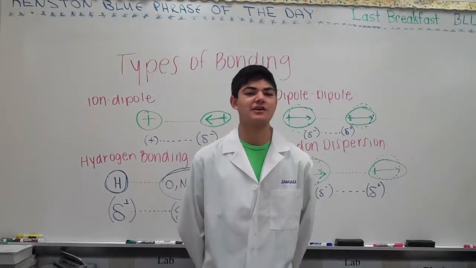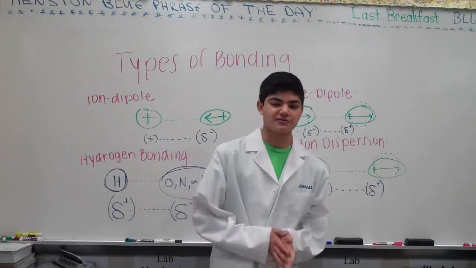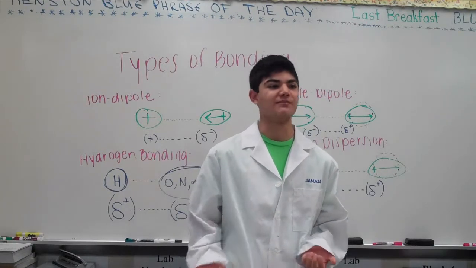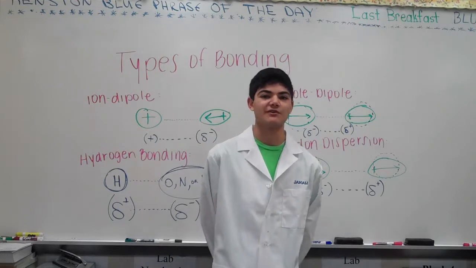Hi guys, today I'm going to talk about the 4 types of intermolecular forces. The strongest force is ion-dipole. It exists between an ion and a dipole. It's the strongest force. An example can be NaCl in water.